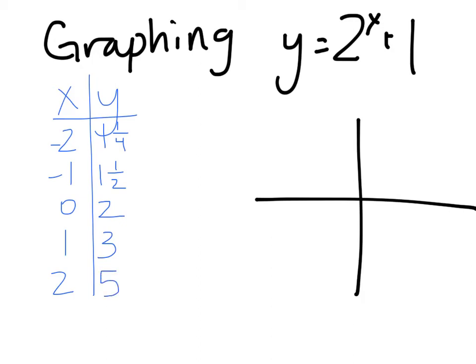Now I'm going to graph these points. I'm going to go to negative 2, and then up to 1 1/4. Negative 1, up to 1 1/2. 0, 2. 1, 3. And 2, 5. Now if we notice, this one makes what we call an exponential curve. And there's my exponential curve.